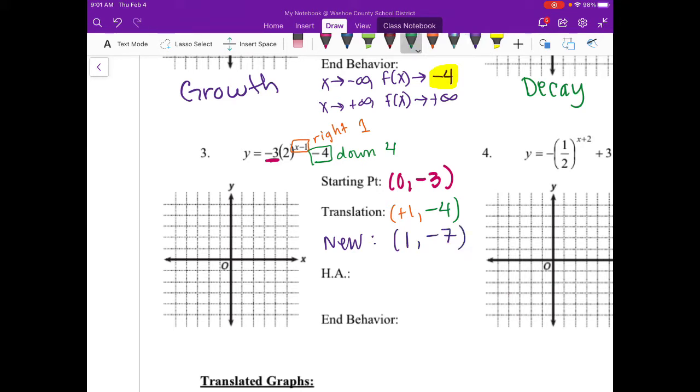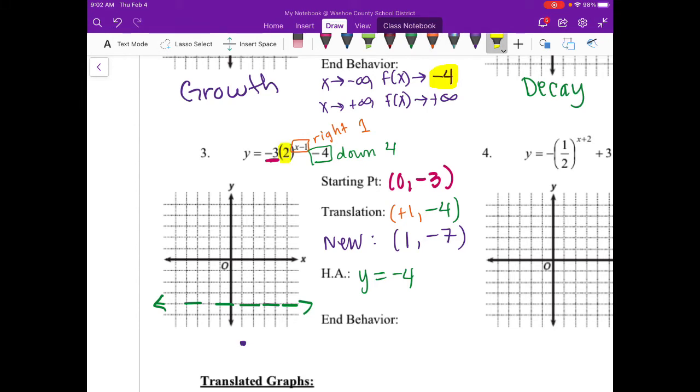My horizontal asymptote should always be that k value, the translation going up or down. In this case, that's at y equals negative 4. So I go down here, draw in my asymptote. And if I go ahead and graph my new point at 1, negative 7, I actually end up somewhere down here. Okay? So let's think about whether this is going to be a growth or a decay.